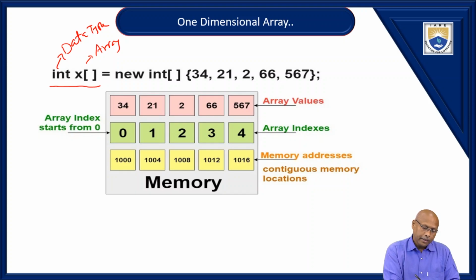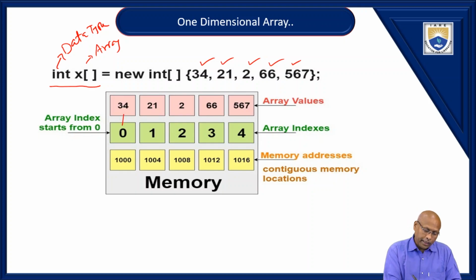Name of the array, then the array symbol. You would write it like this, so it is an integer array. In this array, how many elements are there? 1, 2, 3, 4, 5. The 5 elements are there. So these 5 elements are stored in contiguous memory.